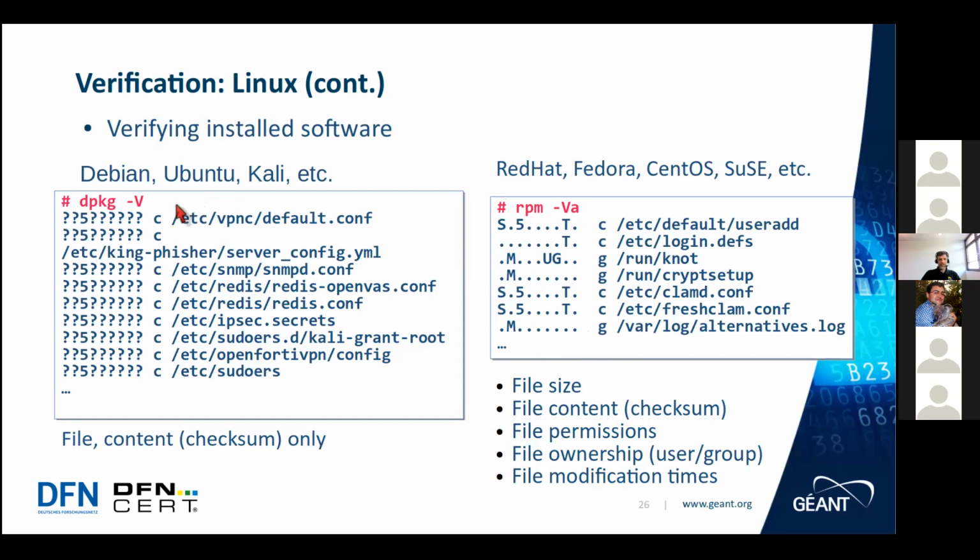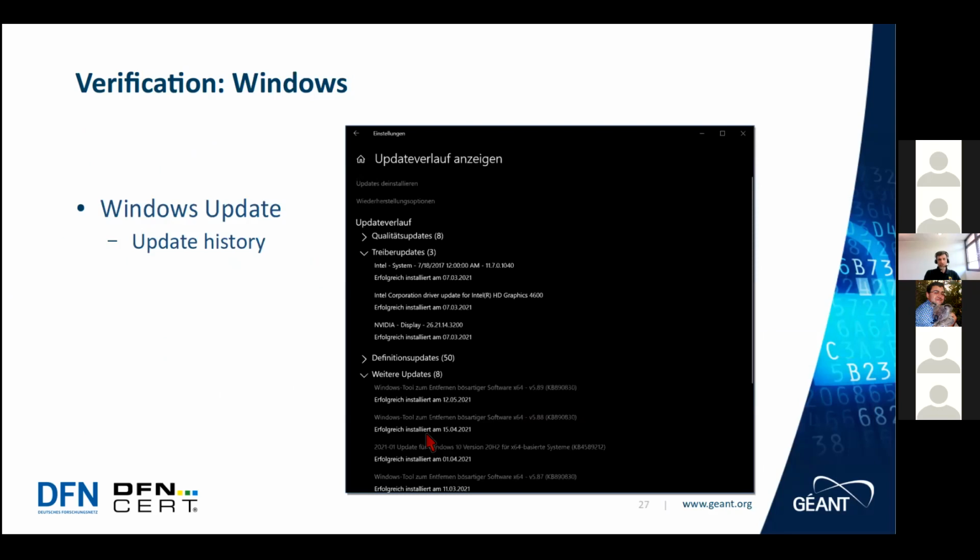Debian has included something similar with dpkg -V, but it can only compare the MD5 sums. But at least it tries to be a bit compatible in its output to RPM here. On Windows, it's not quite as detailed, but maybe a bit more comfortable. You can look at the update history of your Windows Update server locally, or you can, of course, use your SMS or WSUS server to monitor the updates.